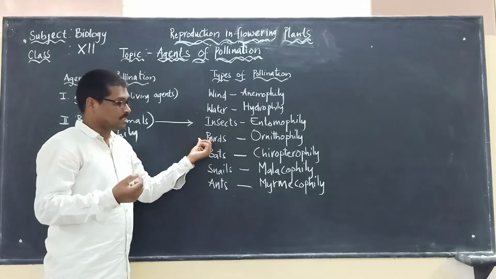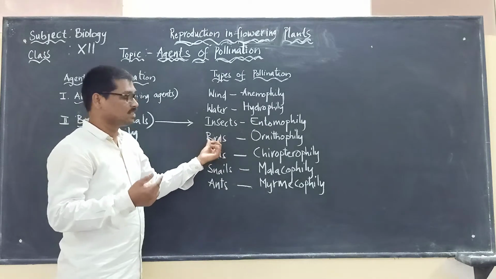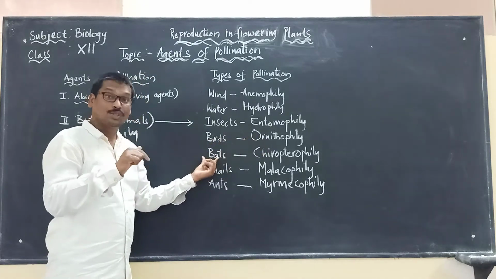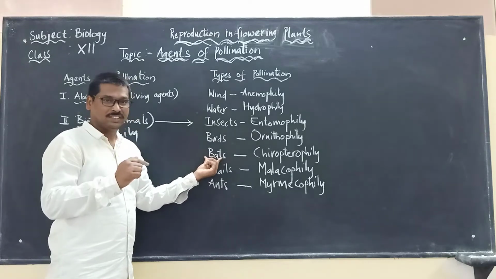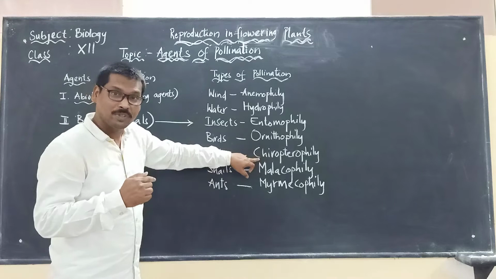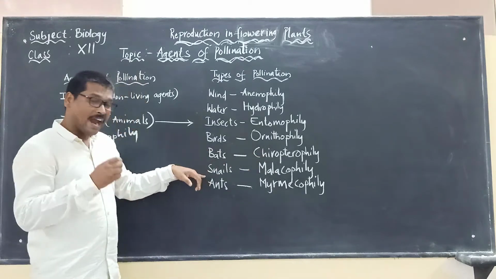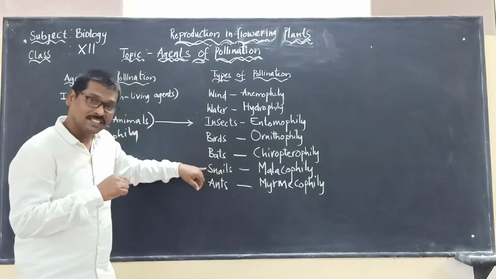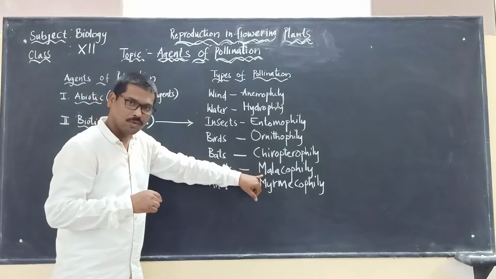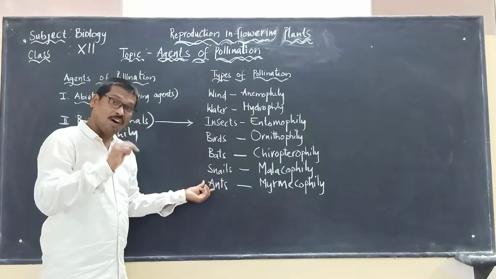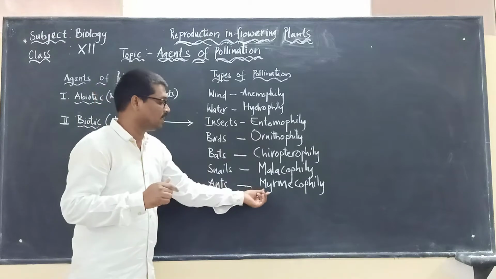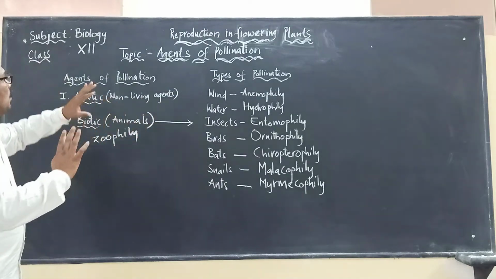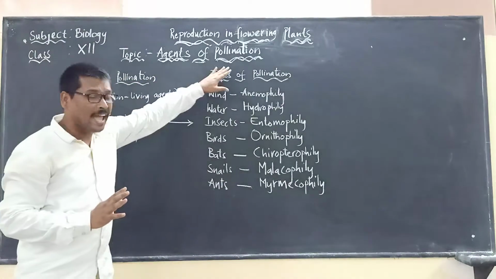If birds are involved in the pollination process, acting as the agents, it is called ornithophily. Bats also participate in pollination, acting as agents. It is called chiropterophily. Even snails help in the process of pollination, acting as agents, which we call malacophily. And even ants are involved in the process of pollination, which we call myrmecophily.